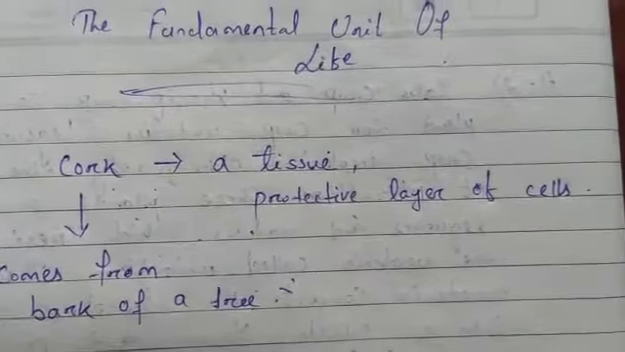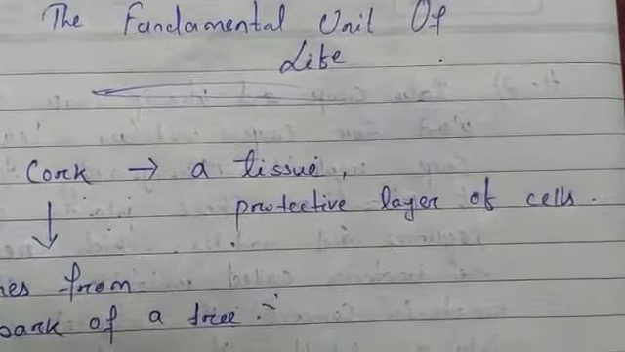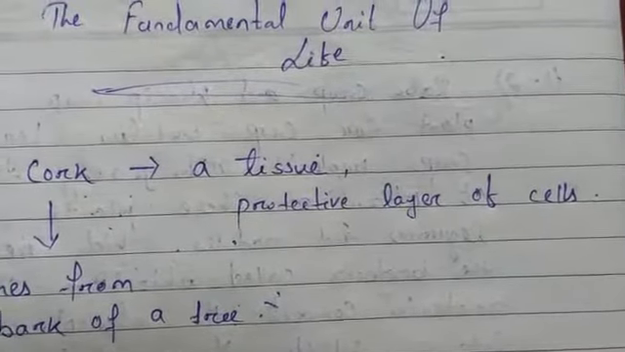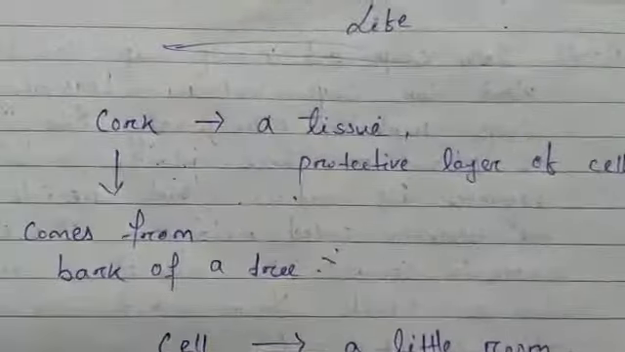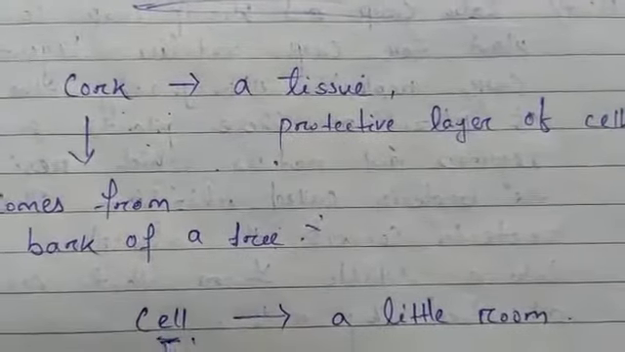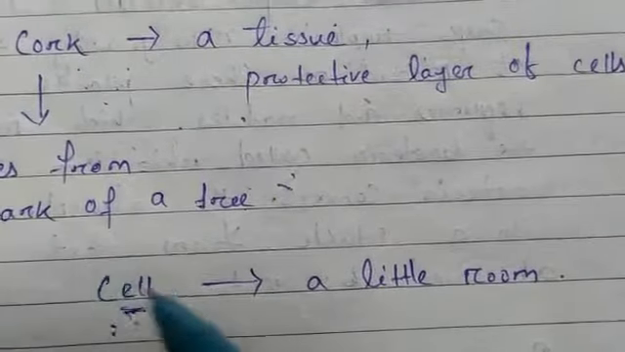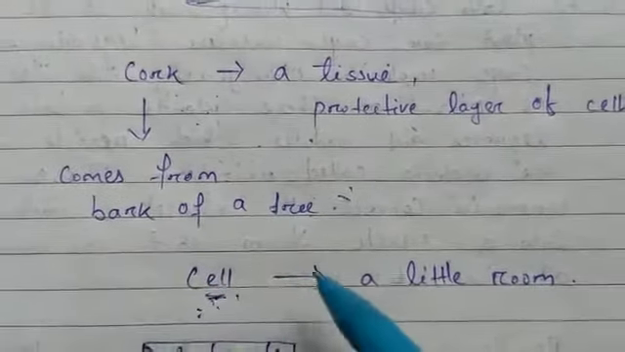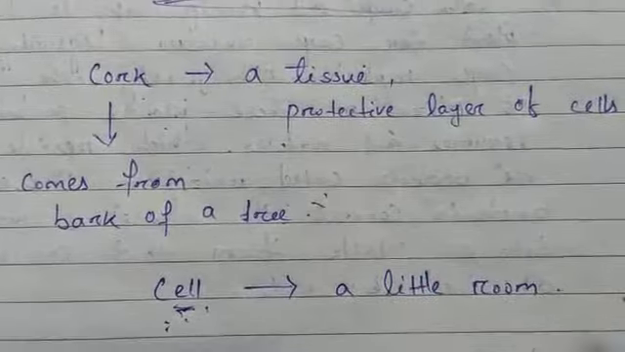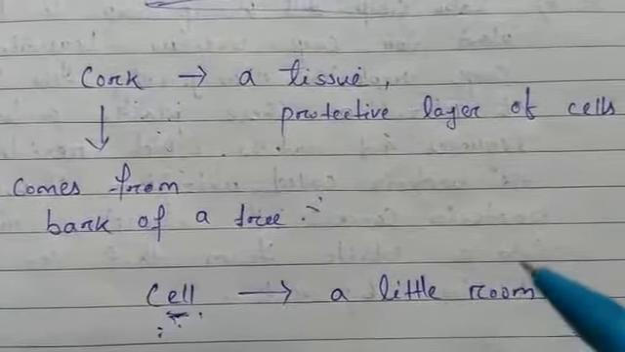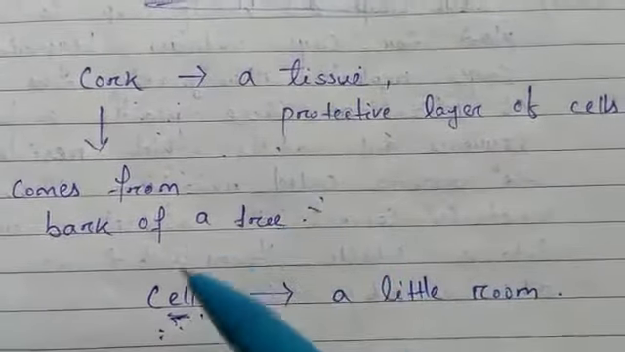He observed it through a self-designed microscope, and he named the small boxes cells. The small boxes or small compartments that he observed, he named them cells, because in Latin, cell means a little room, so he gave the name cell.